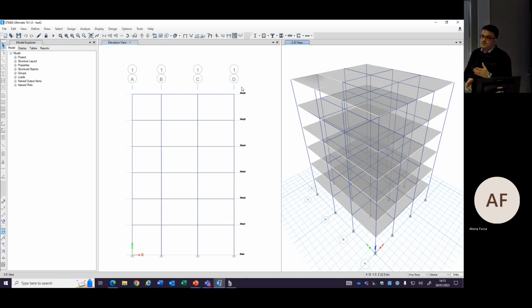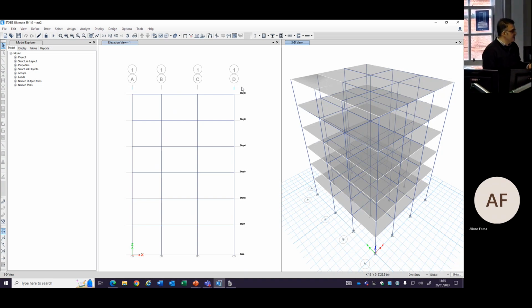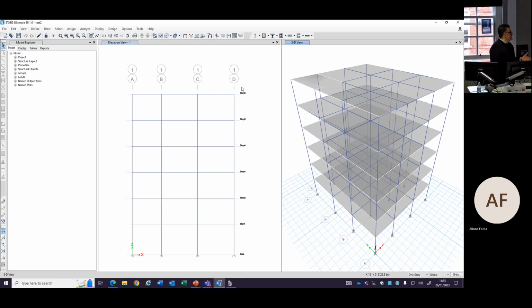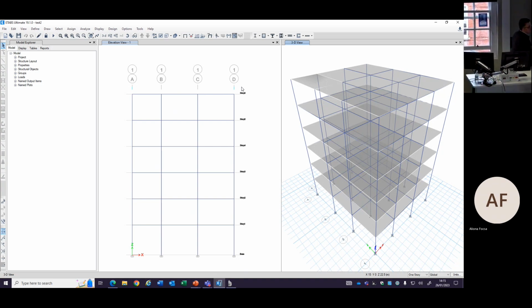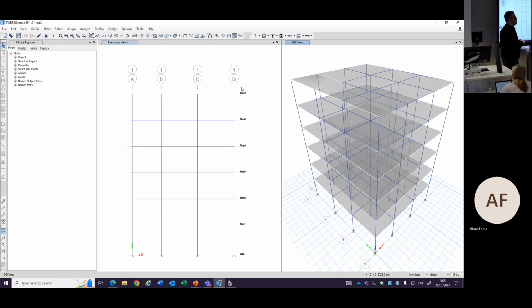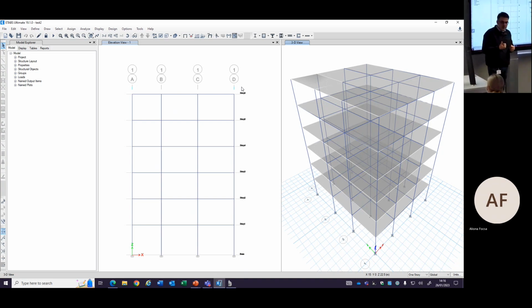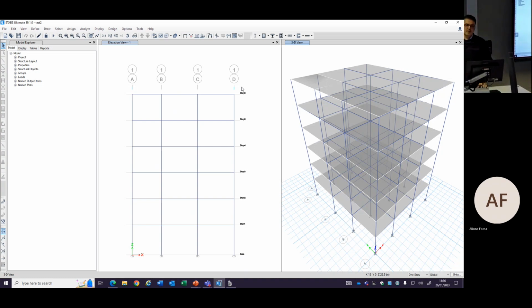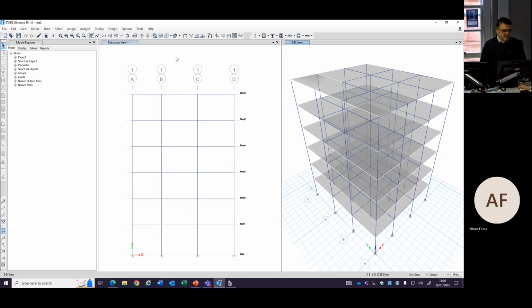But in the case of columns, it's a little bit different, because it's not only the design for the shear or the design for the bending moment. As I told you last week, the design for concrete columns is the design for the combination of bending moment and axial forces. So this combination makes a little bit of complication in the process.